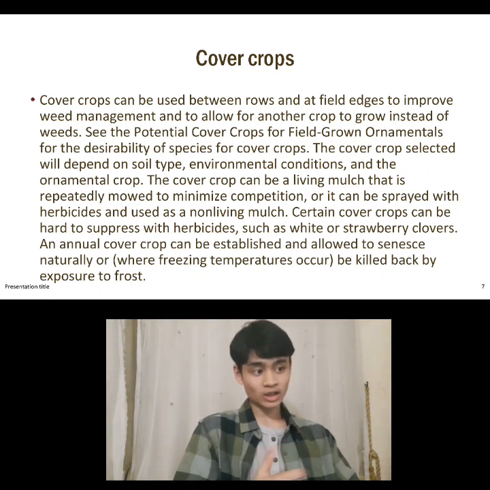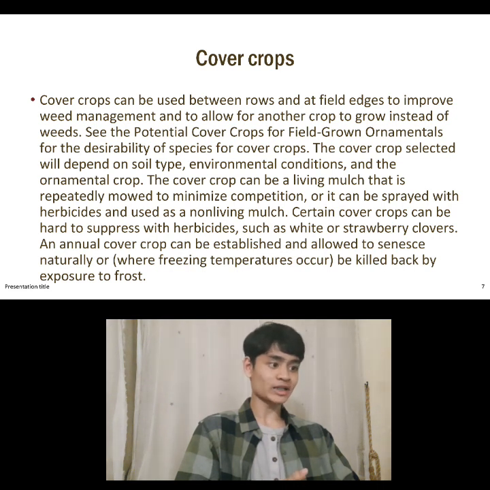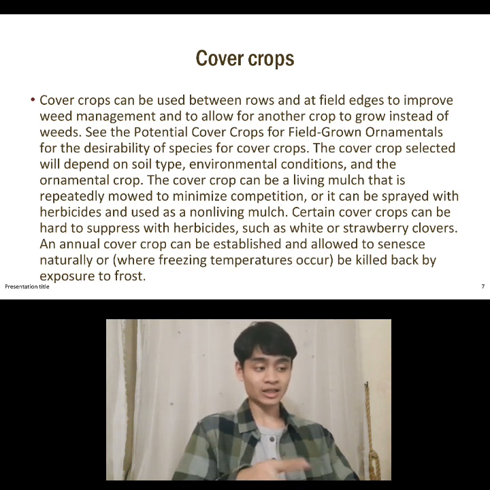And number three, the last one, we have cover crops. Cover crops can be used between rows and at field edges to improve weed management and allow for another crop to grow instead of weeds. See the potential cover crops for field-grown ornamentals for the desirability of species for cover crops. The cover crop selected will depend on soil type, environmental conditions, and the ornamental crop.